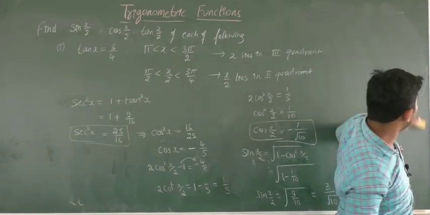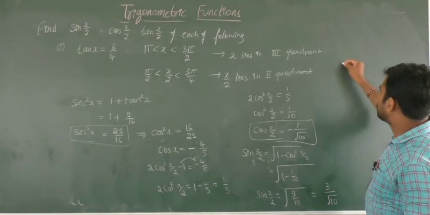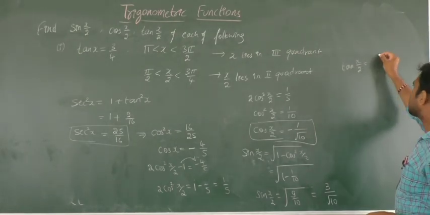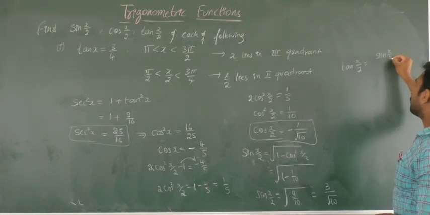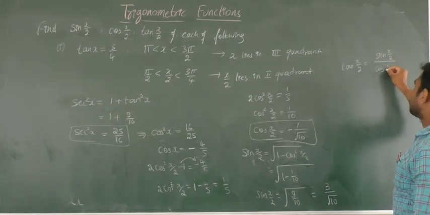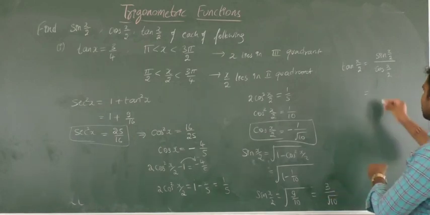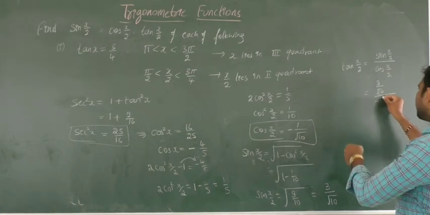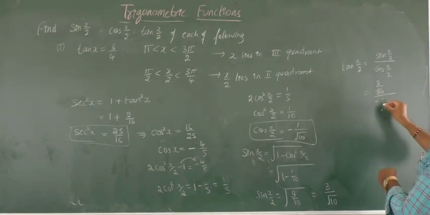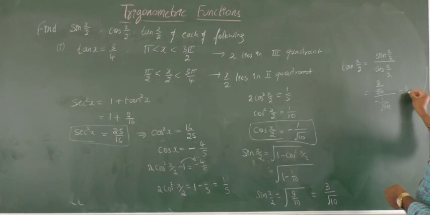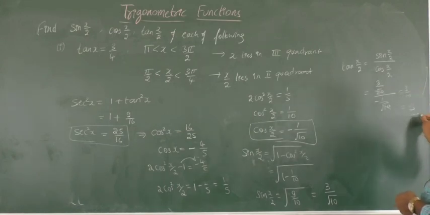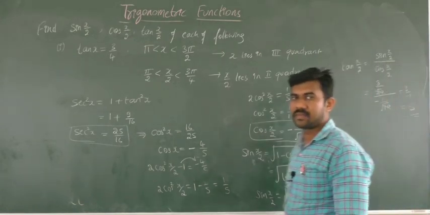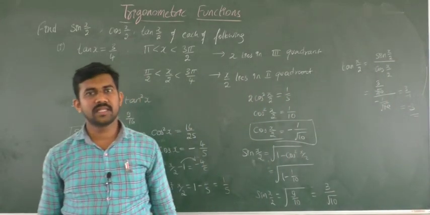Okay, see. What is tan? Tan is the ratio of sine and cos. So tan x by 2 can be written as sin x by 2 divided by cos x by 2. So sin x by 2 is nothing but 3 by root 10. Cos x by 2 is nothing but minus 1 by root 10. So root 10 gets cancelled. 3 by minus 1 is nothing but minus 3. So you got tan x by 2 is equal to minus 3.